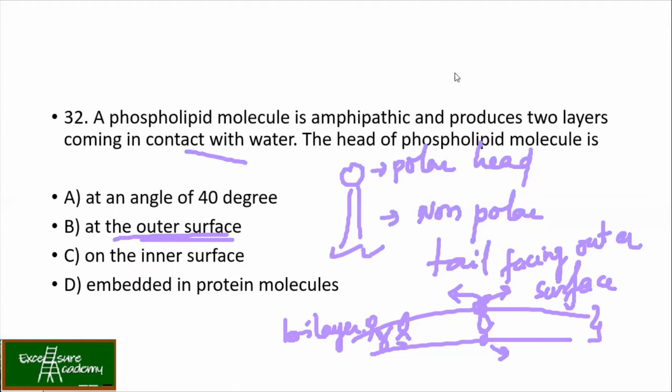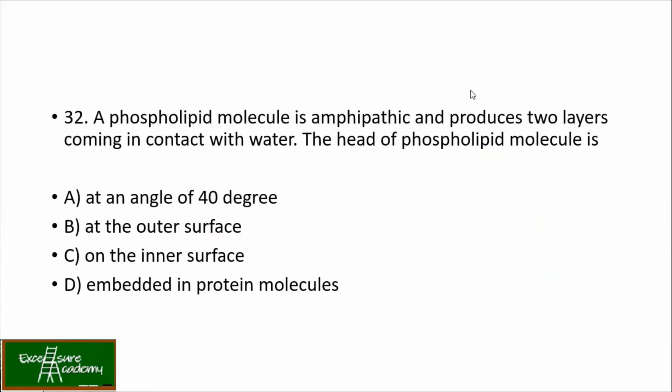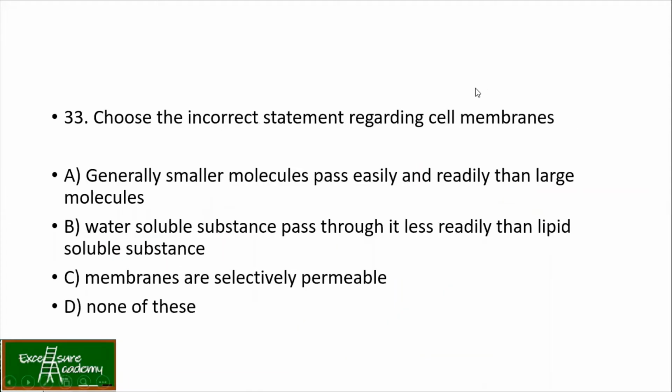Okay, moving on to the next question. Choose the incorrect statement regarding the cell membranes. Generally, smaller molecules pass easily and readily than large molecules. Water-soluble substances pass through it less readily than lipid molecules. Membranes are selectively permeable. If we consider all these statements, we see that this is also true, this is also true, and this is also true.